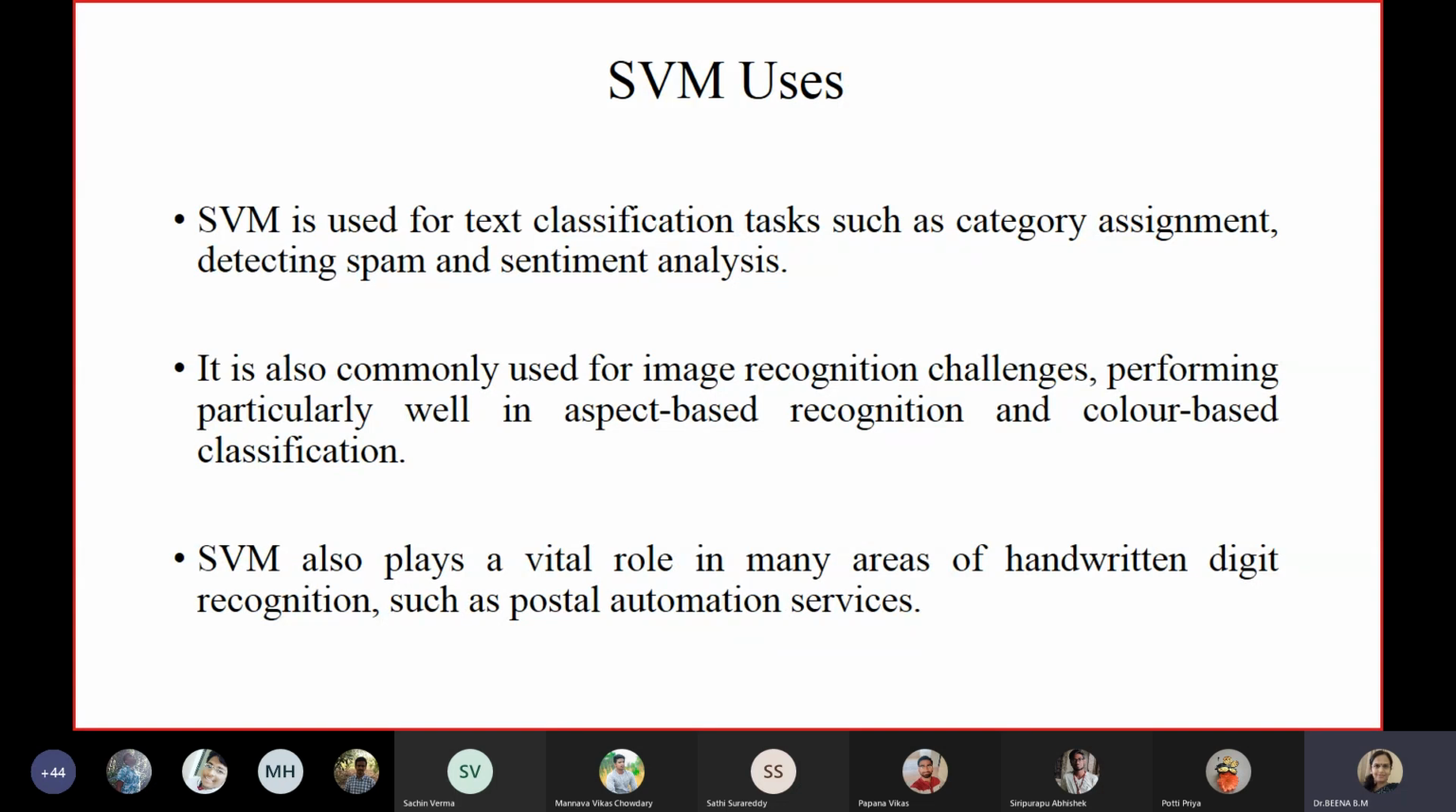Yes, what is sentiment analysis? Have you studied this? It is a process of analyzing the user reviews, right? If you give 4 out of 5, it is considered a good review. If you give 3, it is neutral. If you give 2 out of 5, it is considered a negative review.